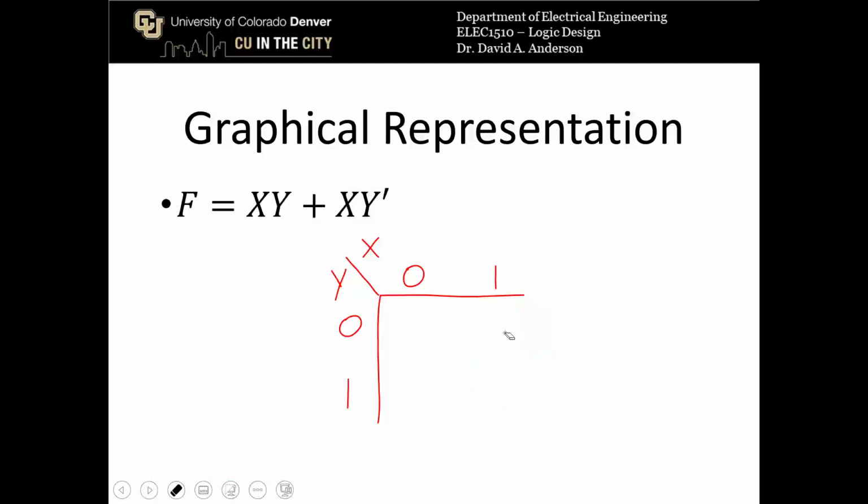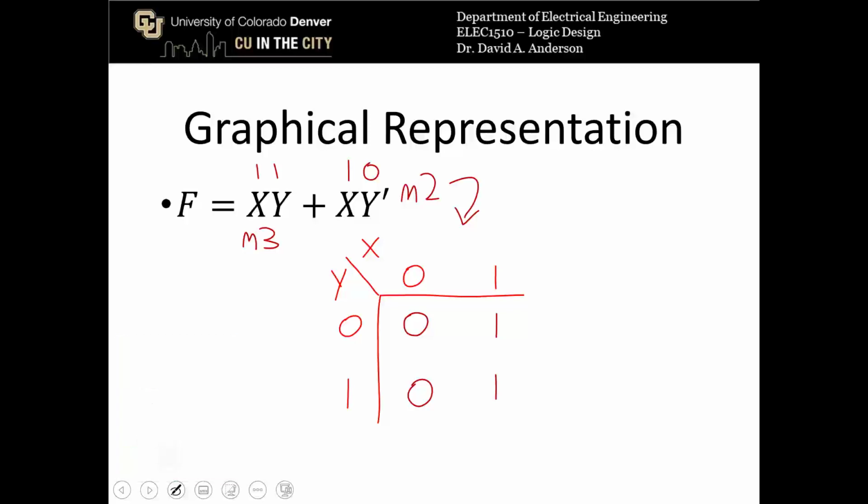Okay, so we know that xy is 1, 1, corresponding to minterm 3, and xy prime is 1, 0, corresponding to minterm 2. So now what I'm going to do is, in this chart, I'll put a 1 in the chart whenever the minterm is represented in the equation. So minterm 0 wasn't in the equation, so I'll put a 0 there. Minterm 1 wasn't in the equation, but then 1 and 3 were in the equation.